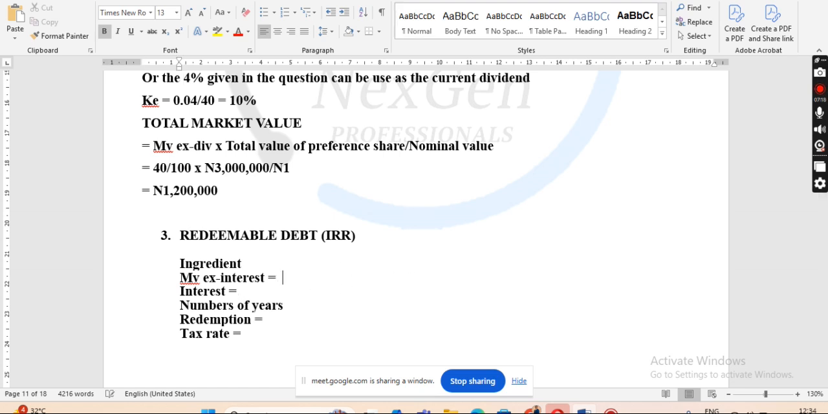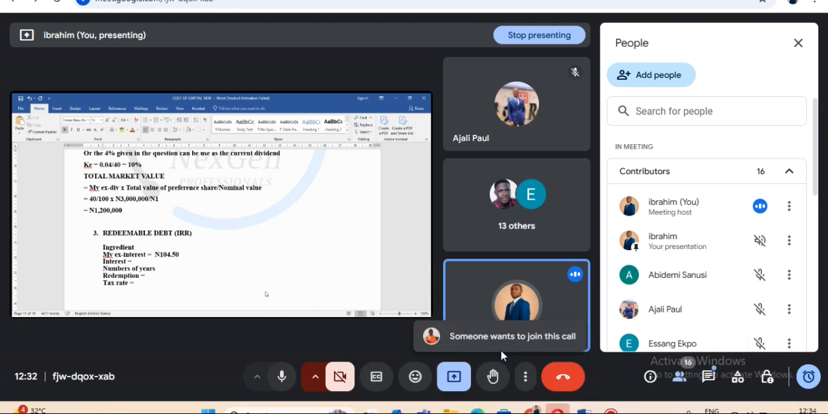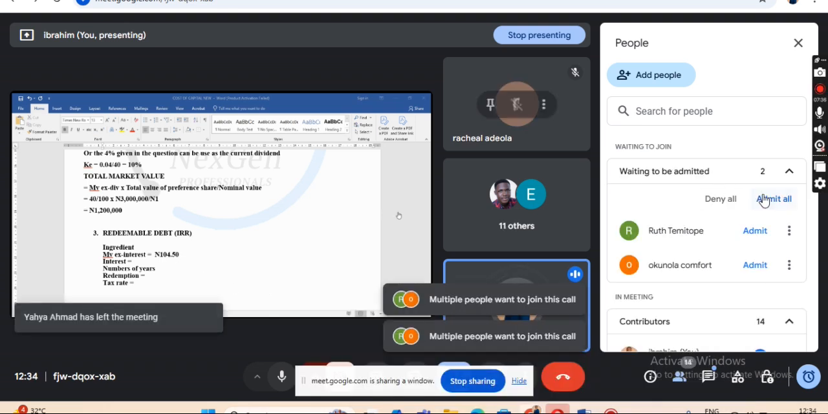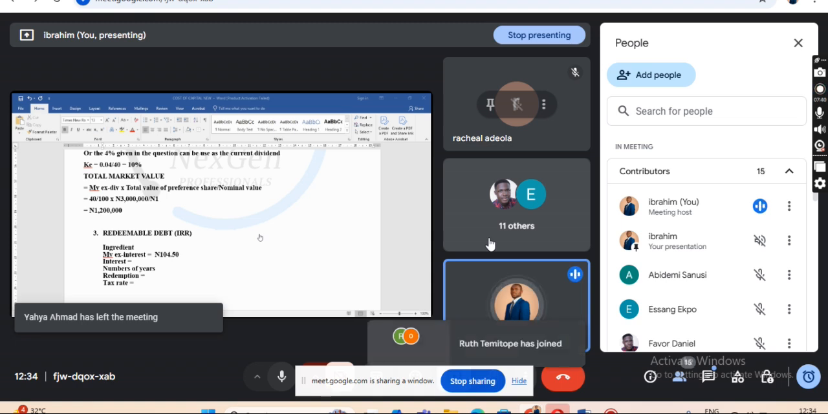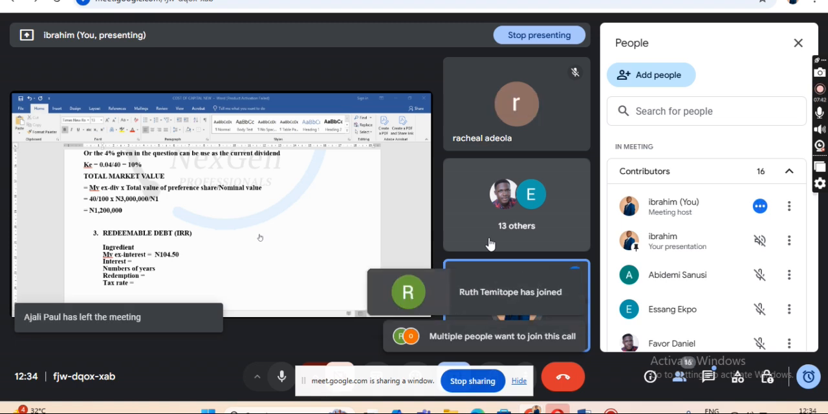So now, the market value ex interest. What is the market value ex interest, class? It is 104.5. So this market value ex interest will be at your year zero. We'll get there. This market value ex interest is just like your investment. It will be at the year zero. Now, we'll leave that part.